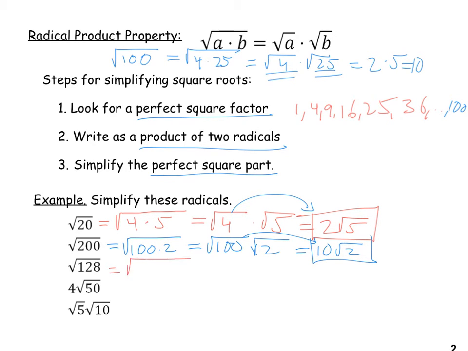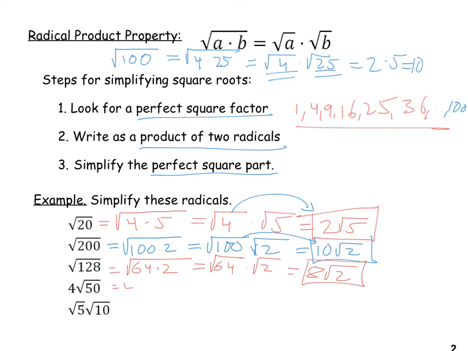How about the square root of 128? Is there a perfect square hiding in there? So we can go through our perfect squares. We notice that 4 goes into there. This is 4 times 32. However, there might be a larger one. Okay? And if we keep going through our list, then we'll notice that 64 is in there. 64 times 2 is 128. So we can break this up. The square root of 64 times the square root of 2, that's 8 times the square root of 2, and that is our simplest radical form.